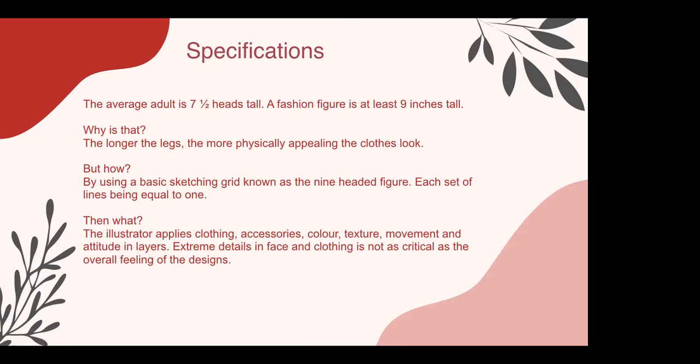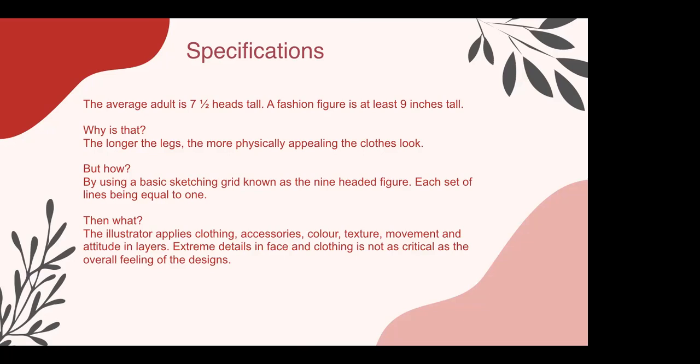The illustrator applies clothing, accessories, color, texture, movement, and attitude. Your croquis can have different attitudes. You can have hands up, hands down, hand on the side, side profile, left, whatever. So that's your complete idea. If your outfit is going to be, say, a blazer, how does a model have to be standing when wearing a blazer, what should the attitude be like? So this all depends on the croquis and then on the illustration.